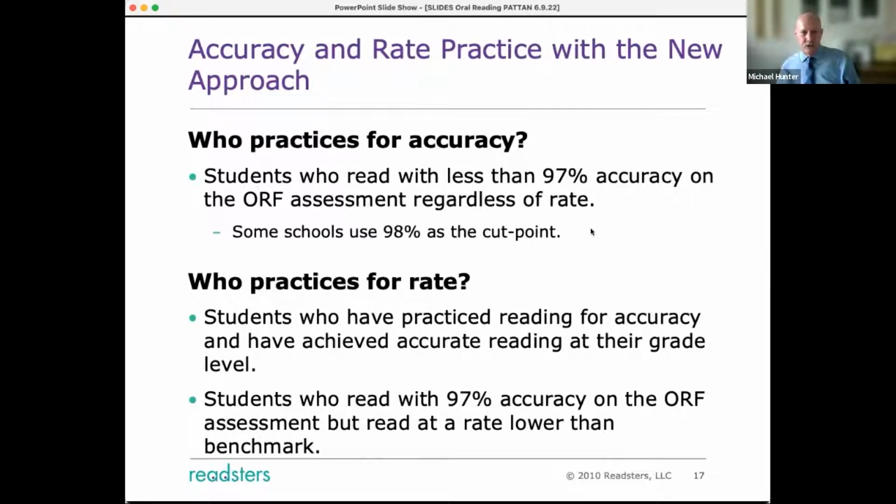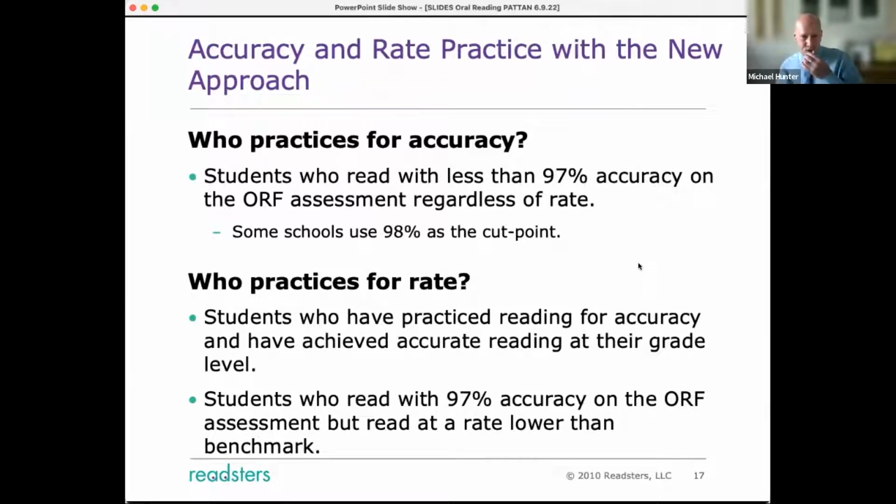Well, any student who, when assessed on an oral reading fluency measure, reads with less than 97% accuracy, regardless of their rate, should practice for accuracy. Some schools choose to go even higher and catch those kids that are at 97% and just bring them up to make sure they're in that 98, 99, 100% range if they have the resources to do that.